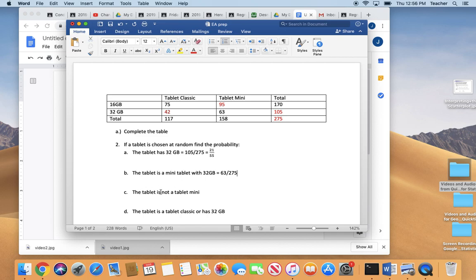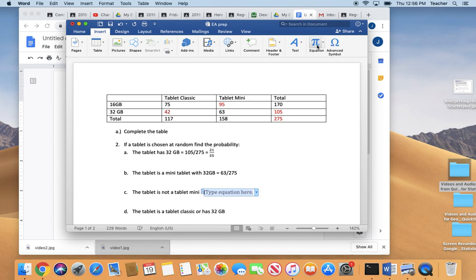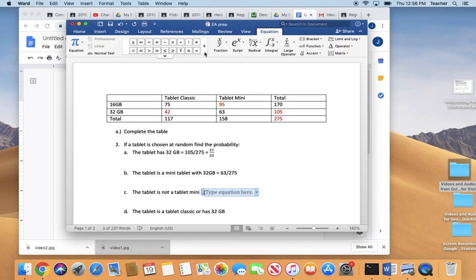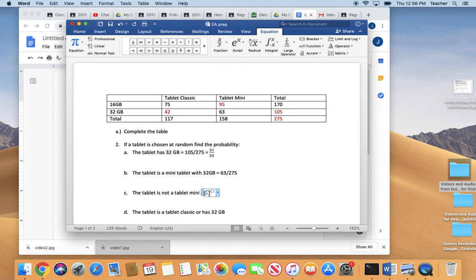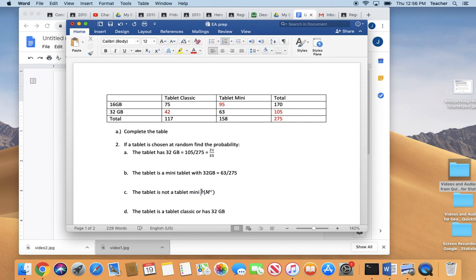So the next question says a tablet that is not a tablet mini. If I wanted to write that in probability notation, I would say mini, but then I would have to put that little C at the top, because that little C at the top indicates not. So I just want to show you that real quick. If I put this in here with the little C at the top, that would mean right here, the probability of M with the little c would mean a tablet that is not a mini, if M stands for mini. So not a mini.